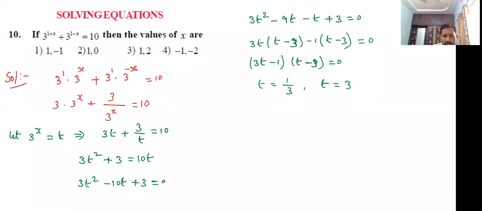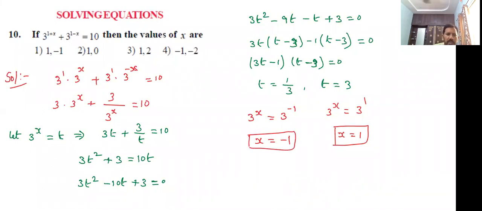Already we know that t means 3 power x. 3 power x is equal to 1 by 3, and 1 by 3 we can write as 3 power minus 1. 3 power x is equal to 3, and 3 means 3 power 1. Bases are equal, so powers should be equated. So the first one is x is equal to minus 1. The second one is x is equal to 1. The solution of the given equation is minus 1 comma 1, or 1 comma minus 1. Which option is correct, students? First option.